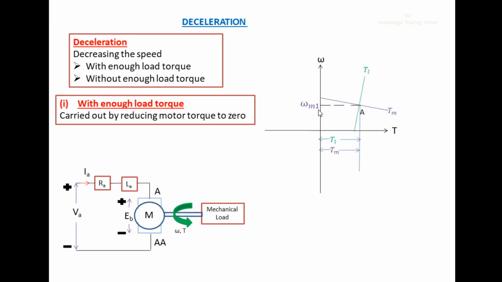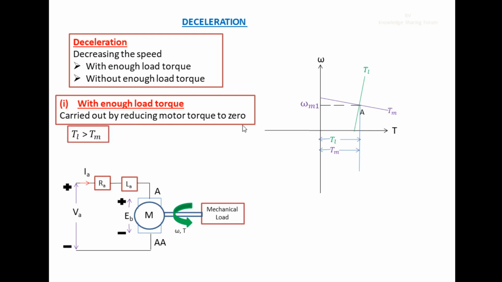See here, the machine is operating at a speed of omega m1 at this point. Now, we want to decrease the speed from omega m1 to somewhere here. Our main aim is to decrease the speed of this motor drive from omega m1 to somewhere here. So, how can it be done? It can be done by reducing the motor torque to zero.